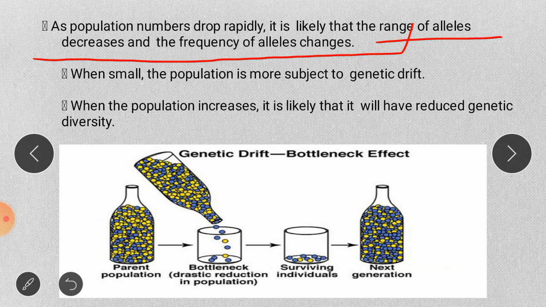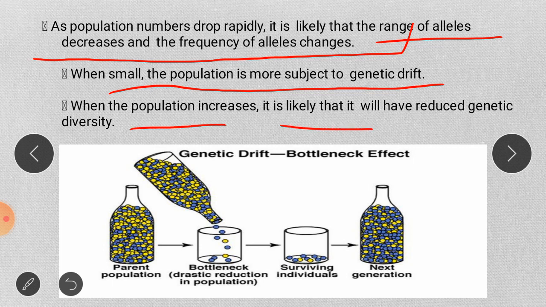When small populations are subject to genetic drift, you will have a reduction or complete loss of certain individuals. So when the population increases again, it is likely to have reduced genetic diversity.